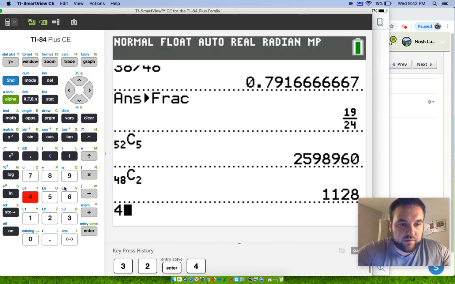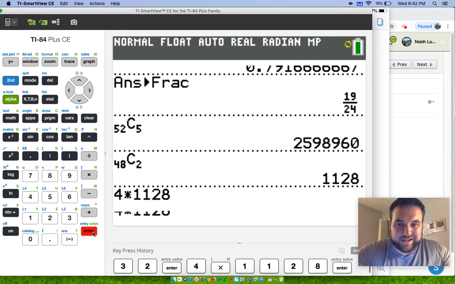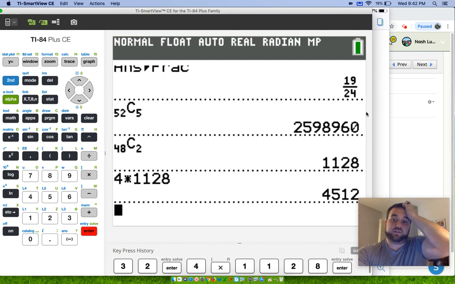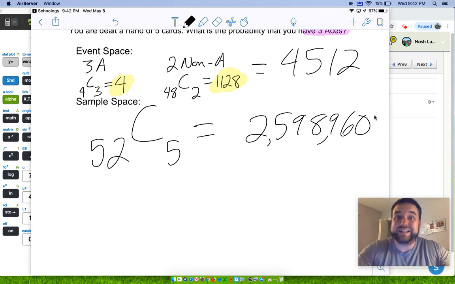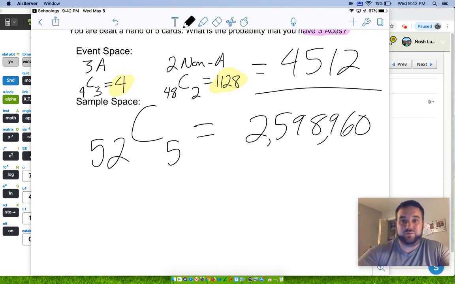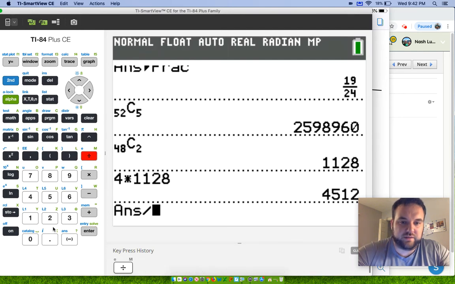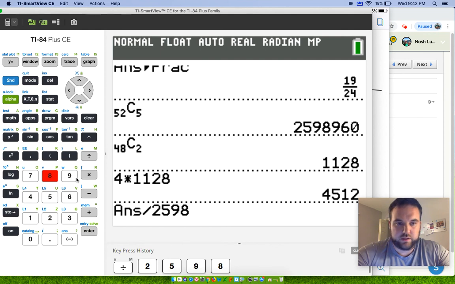4 times 1,128 is 4,512. So my event space is 4,512. Now you might say that's a lot of ways to get 3 aces and 2 non-aces, but when I think about the fact that that is out of almost 2.6 million different hands, this is going to be a really low probability. So I'm going to go ahead and take this and divide by 2,598,960.